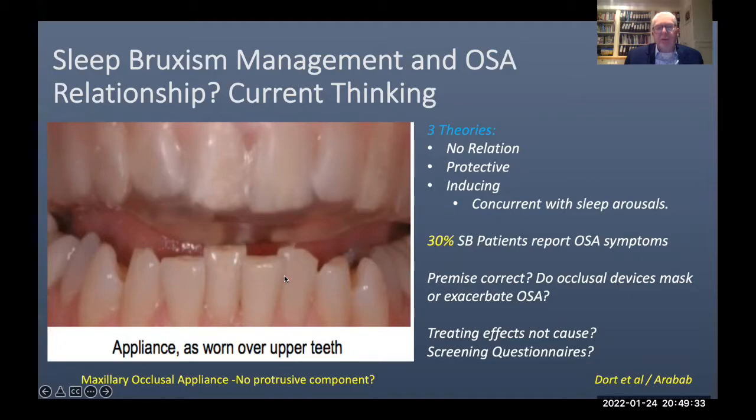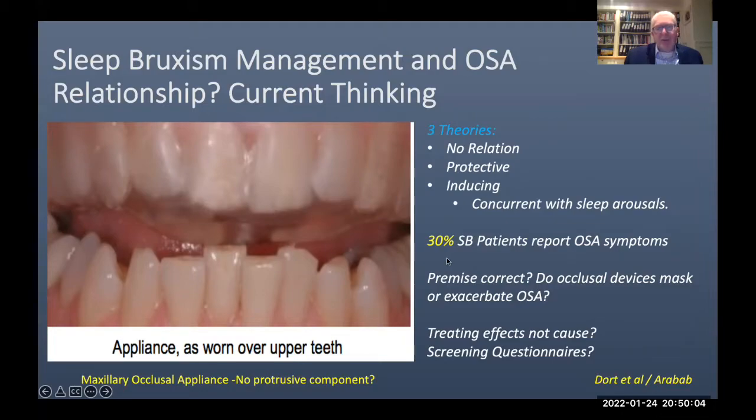So current thinking says, well, obviously there are three theories. There's no relationship at all, it's an independent phenomenon. Secondly, it's a protective phenomenon because the thrusting will bring the mandible forward, thereby opening the airway. Or it's an inducing phenomenon, causing some sleep apnea. So the jury is out on this, but one of the considerations here and the take-home message is that 30% of sleep bruxing patients also report OSA symptoms, or obstructive sleep apnea symptoms.